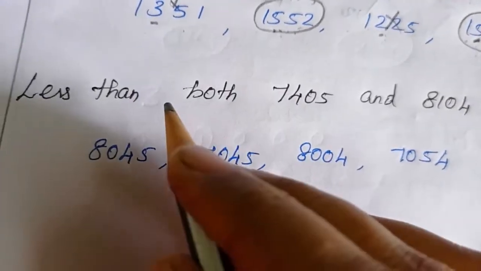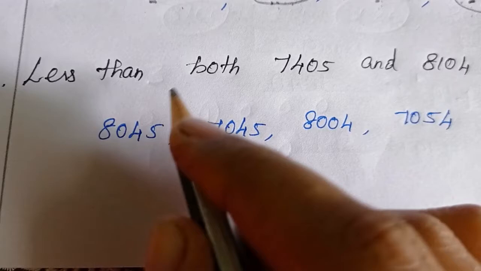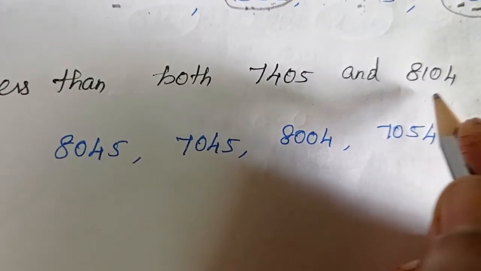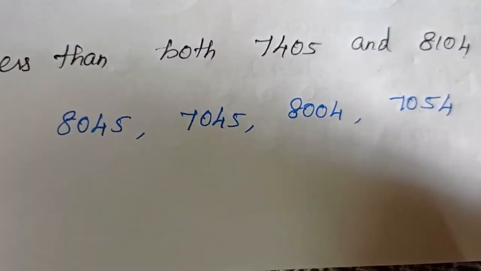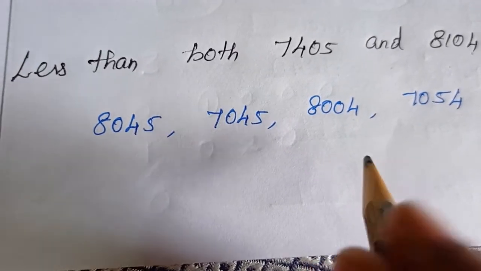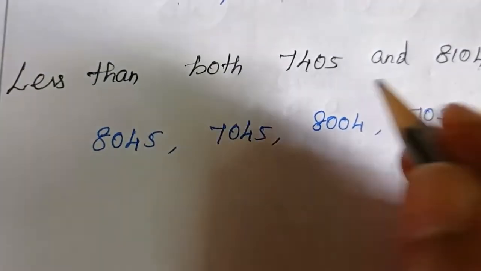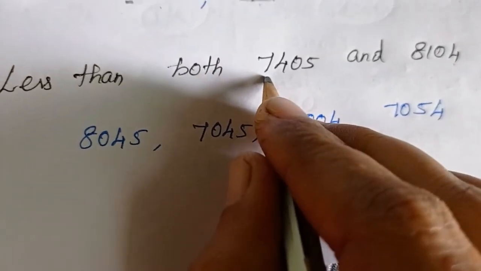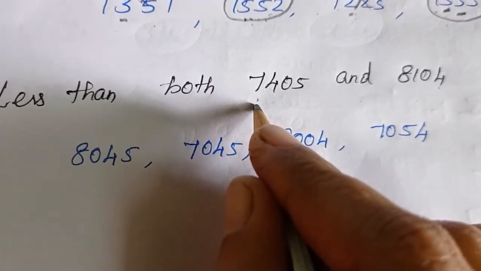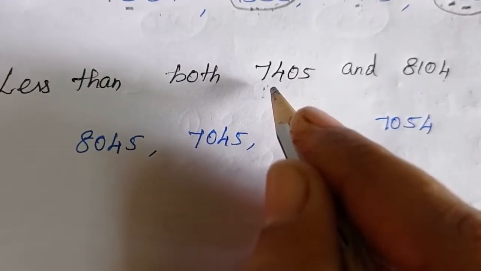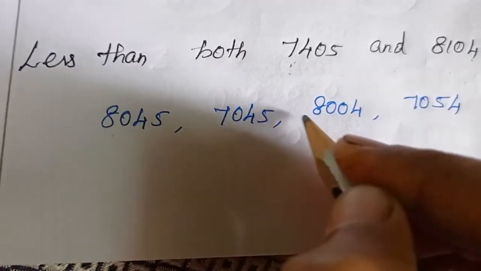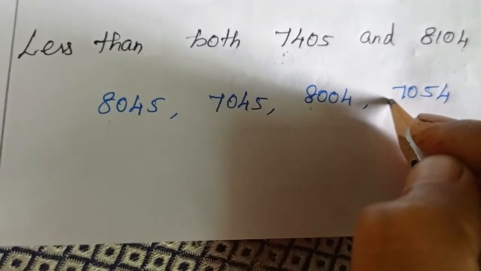Now children, let's circle the numbers that are less than both 7405 and 8104. Okay children, here all the numbers have the same digits, so you have to find the smaller number. Okay, so first find the highest place value. Here the highest place value for all the numbers is the 1000 place value. The 1000 place value for the first number is 8 and the second number is 7, the third number is 8 and the fourth number is also 7.